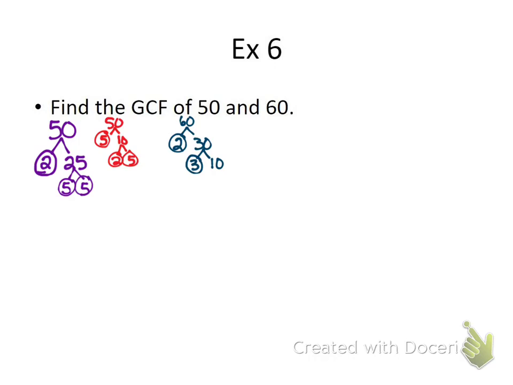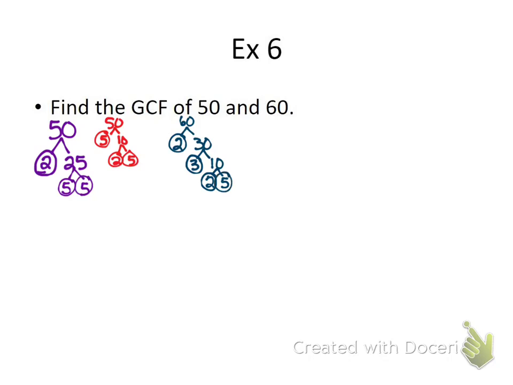Then I look at my 10. Can I factor this 10? Not 5 and 5. You're adding, and that's a common mistake. It's okay. 2 times 5. 2 is a prime, so I circle it. And we already know that 5 is a prime, so we circle it.